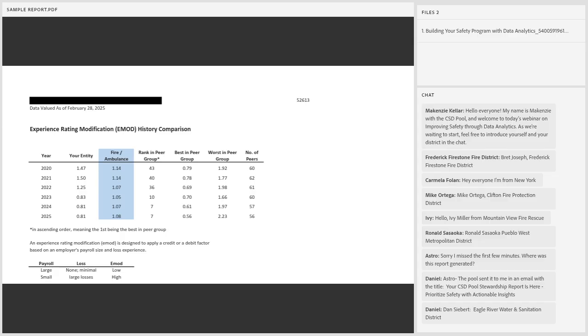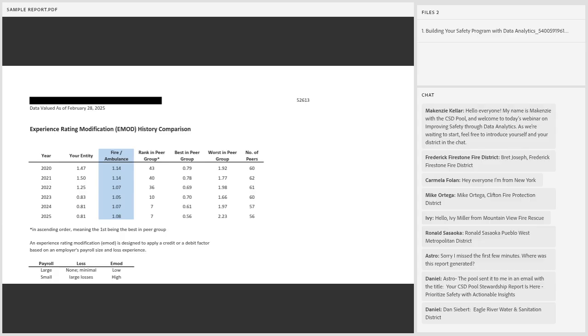So how is EMOD calculated? Short answer, it's very complicated. But for the purpose of today's webinar, all you need to know is that the EMOD is based on your payroll and loss history over the last 3 years, excluding the year the EMOD was produced. So for 2025, it's actually based on your data from 2021 to 2023. We skipped 2024 because that's the year when your 2025 EMOD was produced.